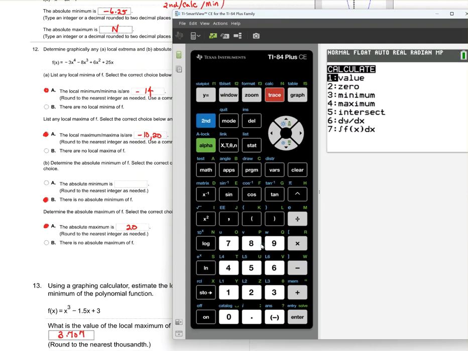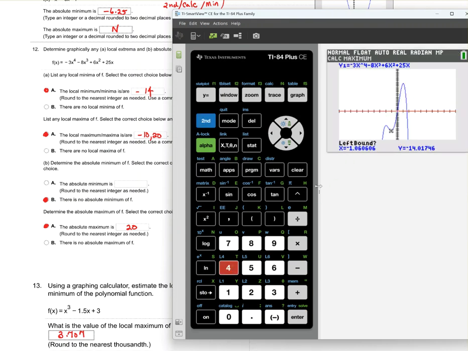So that goes there. The local max, there's two of them, so let's do that. Second calc max, and I want to go to the left of this high point, so right about there, enter, over to the other side of it, enter, and enter. And so that's, if I round that to a whole number, that's -10. And you would do the same for this one.